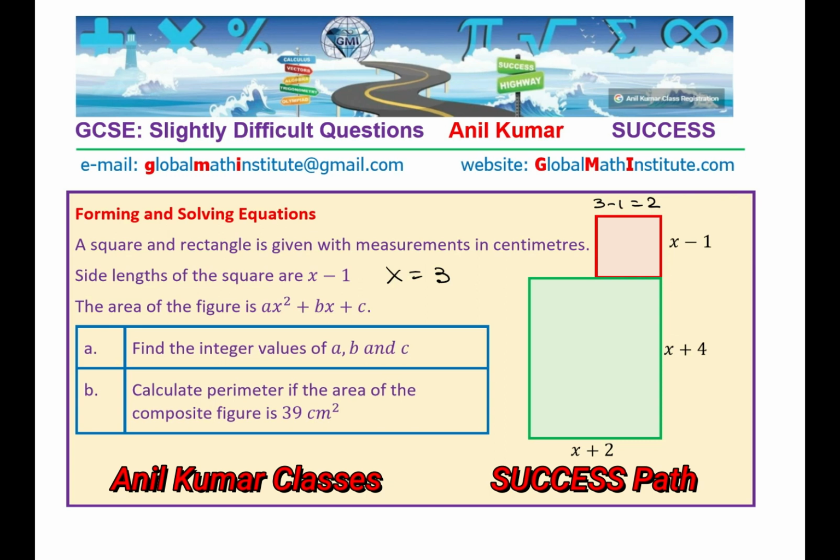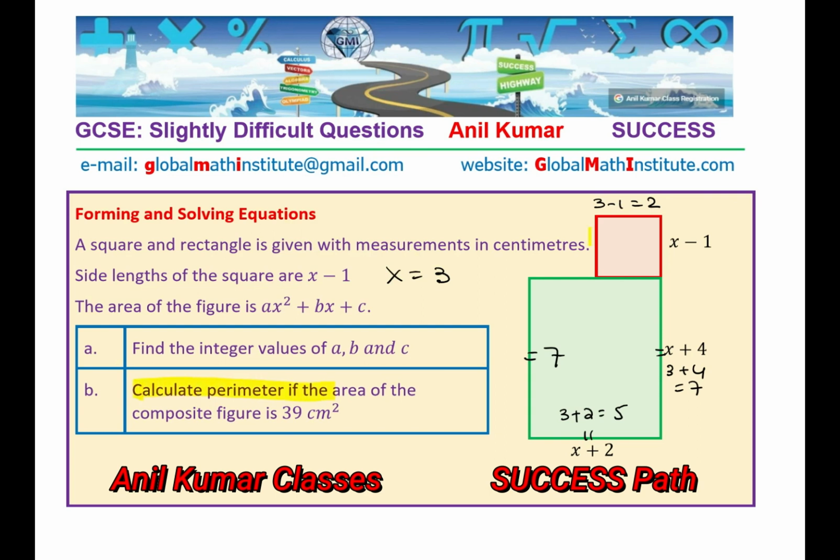So this square has each side of 2 centimeters. Now, as far as this length is concerned, if I write 3 plus 4, I get 7. So this length is 7 centimeters. Make sense? And here we have 3 plus 2, right, which is 5. So 7 by 5 is your bigger rectangle. Now, what do we need to find? We need to find the perimeter of this, correct?